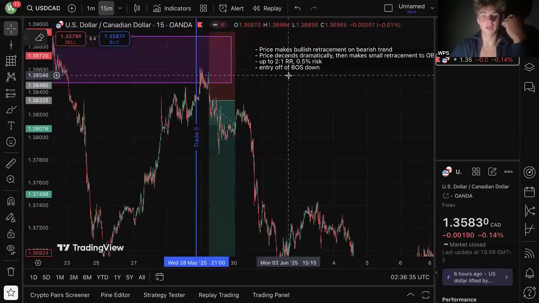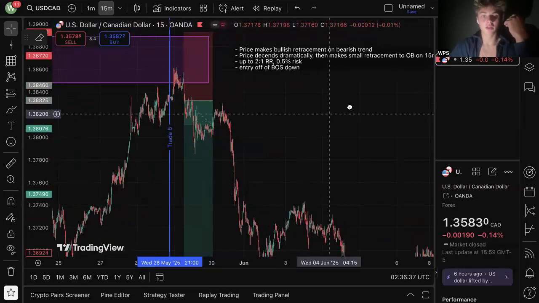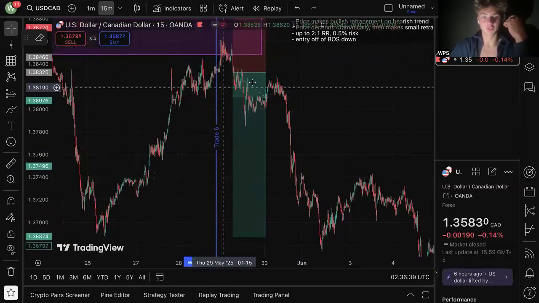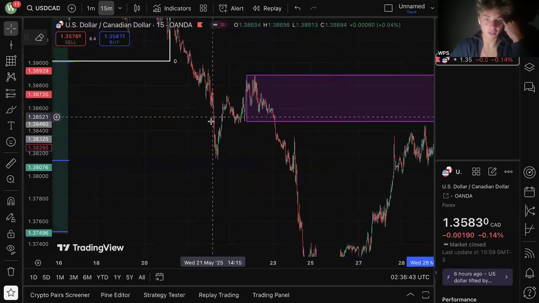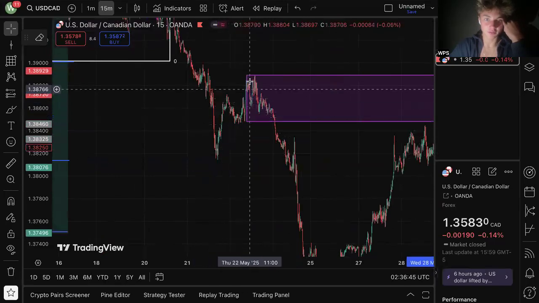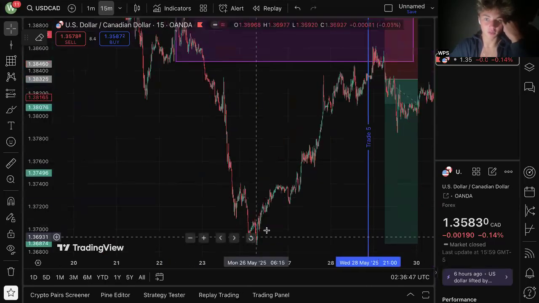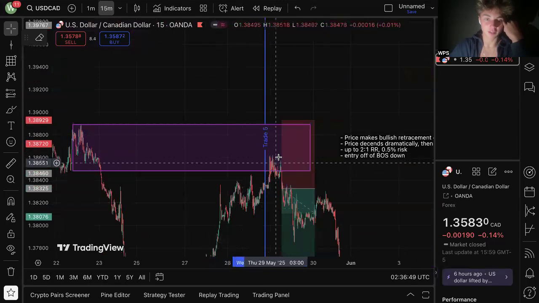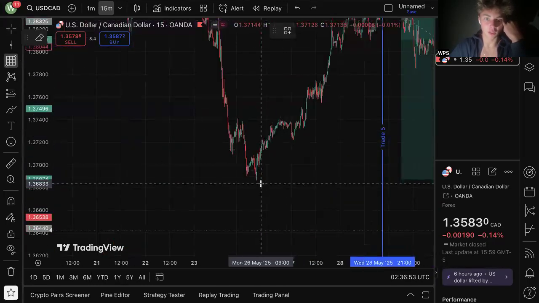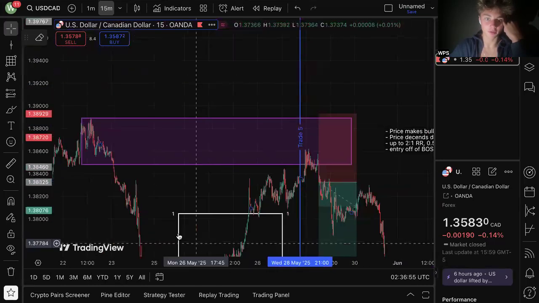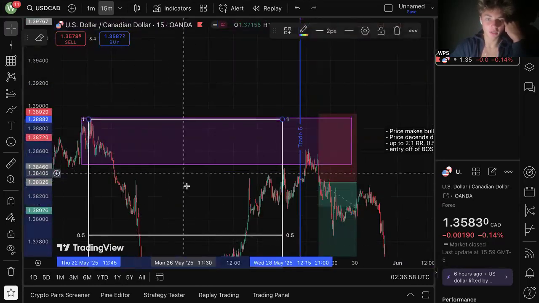For the fifth and final back tested trade, this one is extremely similar as well, where price makes a bullish retracement on a bearish trend. Starting here, the retracement reaches its peak right here, comes all the way down here, moves back up into this order block, and is, although I didn't draw it out, well within a premium for equilibrium.